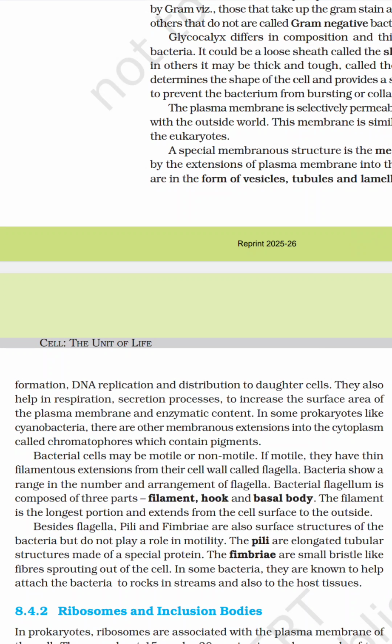Besides the flagella, pili and fimbriae are also surface structures of the bacteria, but they do not play a role in motility. Pili are elongated tubular structures made up of protein. Fimbriae are small bristle-like fibers sprouting out of the cell. In some bacteria, they help to attach to rocks in streams and also to host tissue.